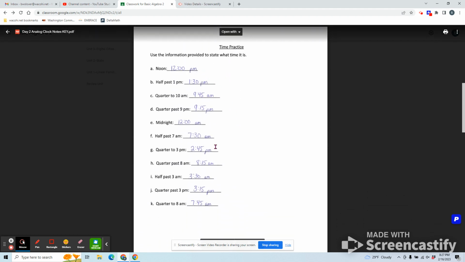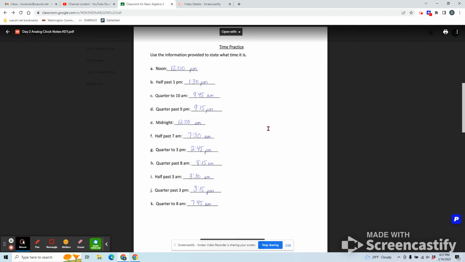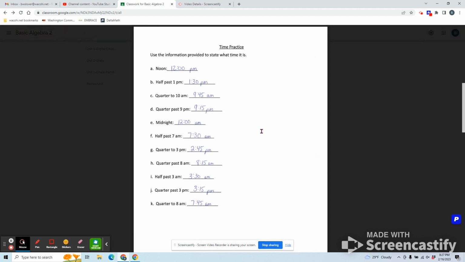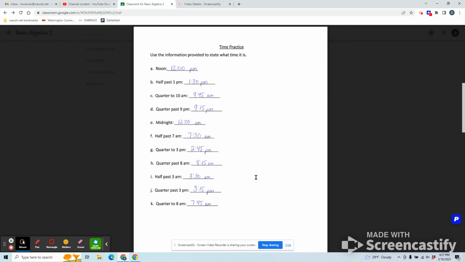So this is just more practice of some terminology: quarter past 3, half past 1, quarter to 10. You can try that on your own if you want. Sometimes those in the older generation still use this terminology. So you may hear it, you may not. It just depends on the adults that you have conversations with.